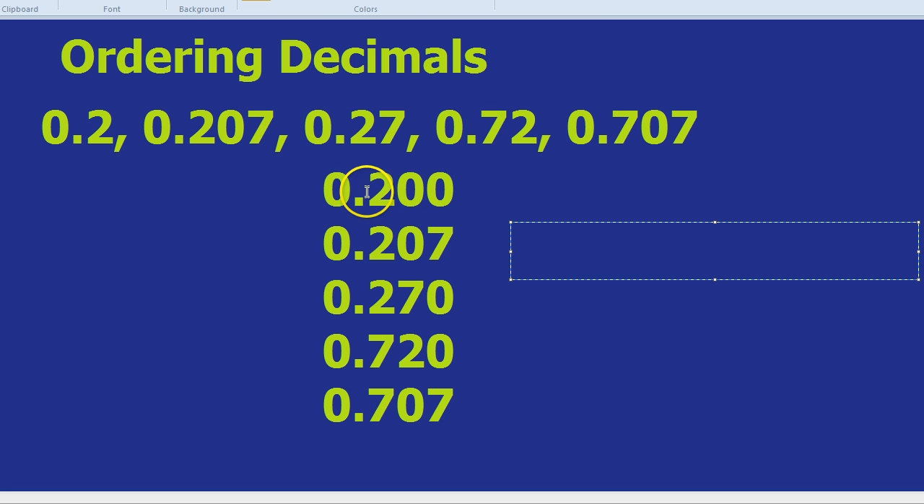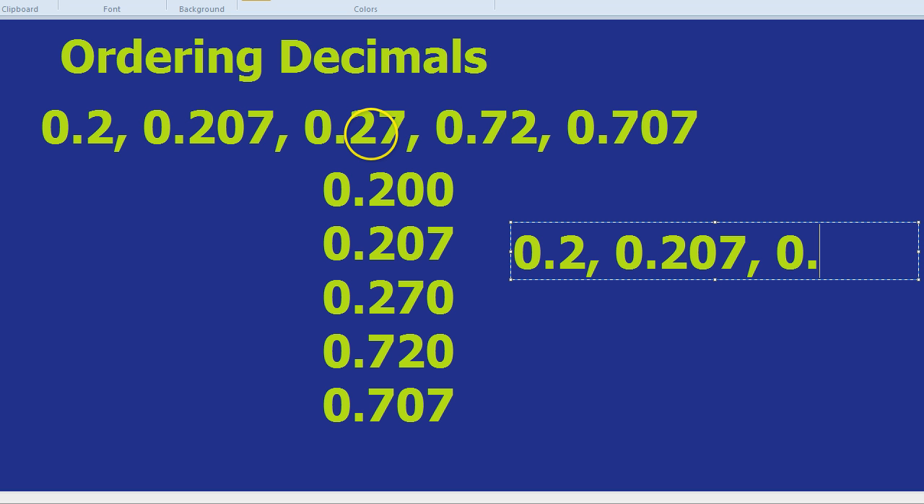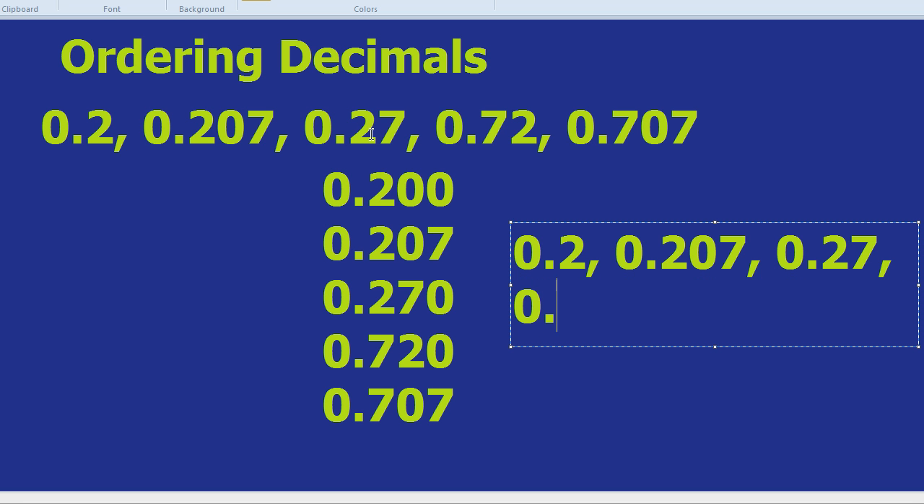The smallest is going to be the 0.200, which was, if we're putting it from smallest to largest, the 0.2. Remember that 0.2 is the 0.200. Next would be 207, which was the 0.207. Next, going from smallest to largest, would be the 270, which was the 0.27. Next would be the 707, which was the 0.707. And finally the 720, which was the 0.72. There we are. They're all in order from smallest to largest, all because of that nice little trick.